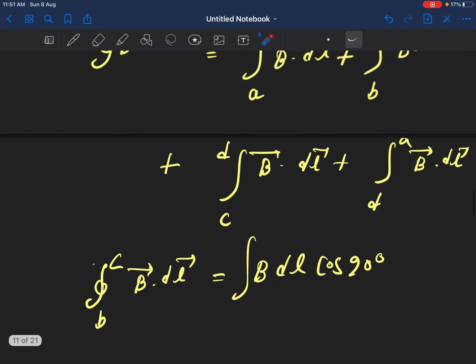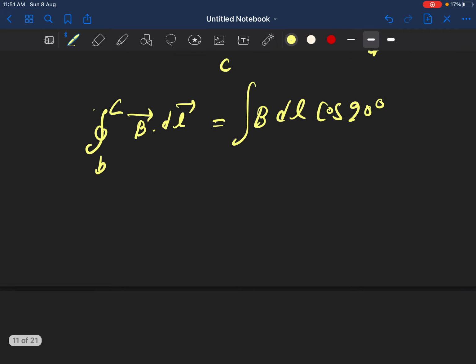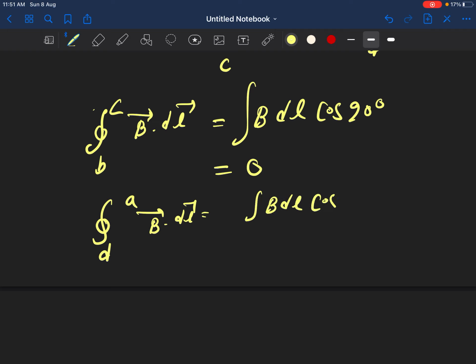So again DL and B are at 90 degrees. So you can see here this will be 0. Similarly D to A, that is also the direction of the current, and the magnetic field is at 90 degrees, so that is also 0.